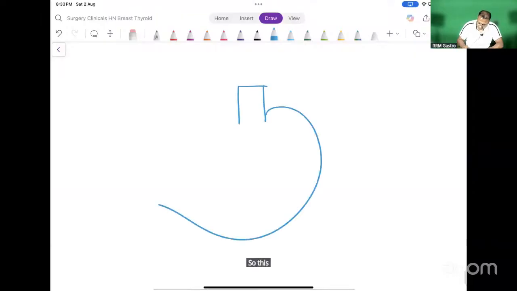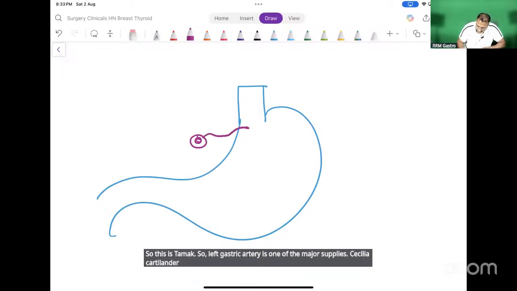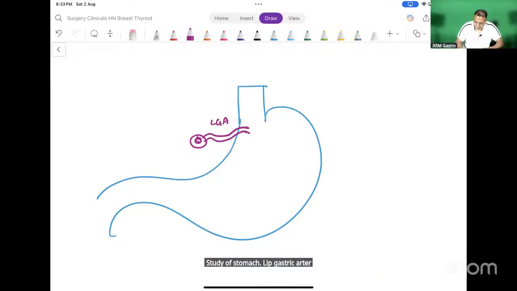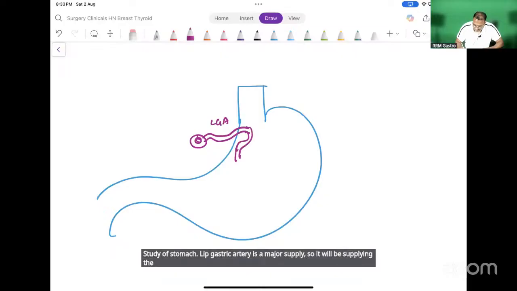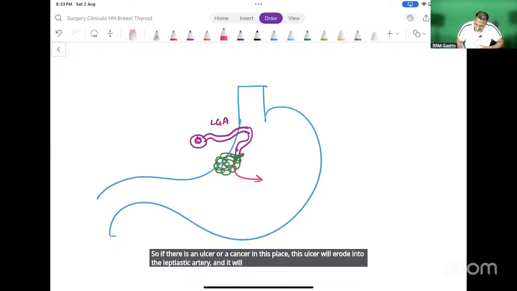So this is the stomach. The left gastric artery, a branch of the celiac artery, is the major blood supply of the stomach. It will be supplying the major part of the stomach like this. So if there is an ulcer or a cancer in this place, the ulcer will erode into the left gastric artery and cause severe bleeding into the stomach.